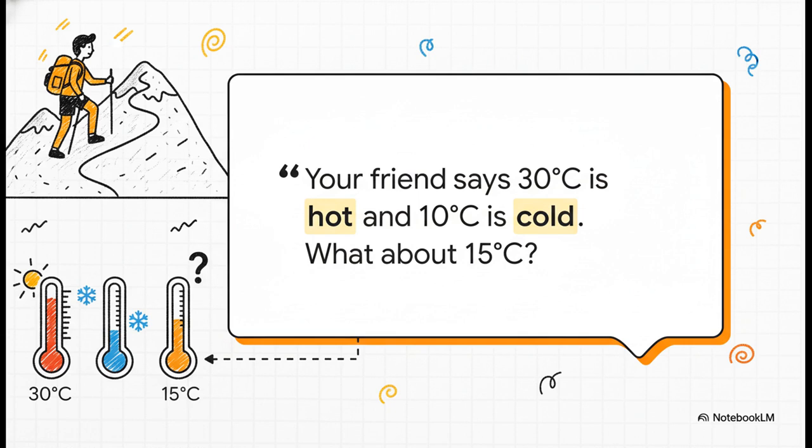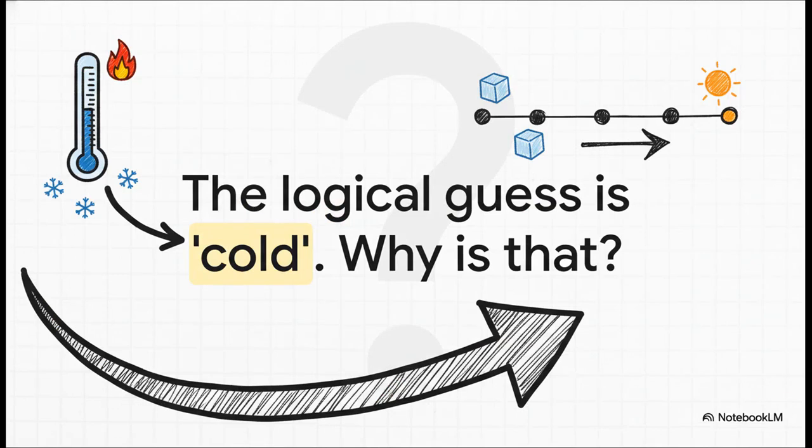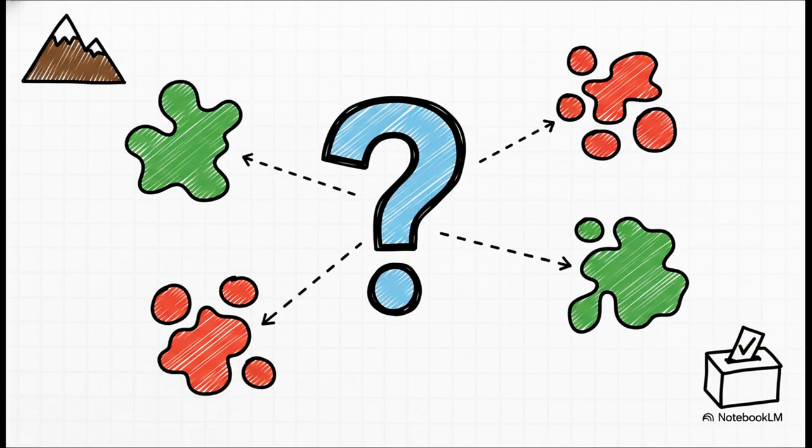Then you stop for a break, and the thermometer reads 15 degrees. What would you guess your friend would call it? You'd say cold, right? Of course you would. And why? Because 15 degrees is just way closer to the cold example of 10 degrees than it is to the hot example of 30. You just used simple closeness or proximity to make a really good guess. And boom, just like that, you've completely understood our next algorithm.